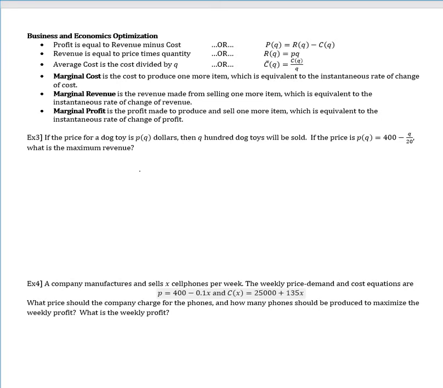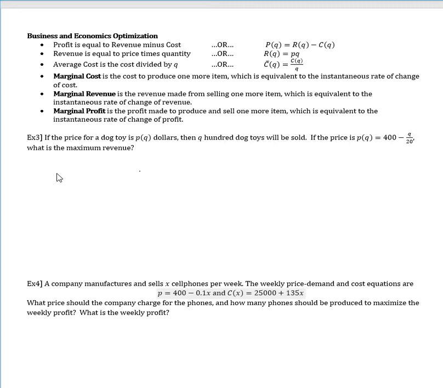Hi everyone, and welcome to our video on an application of optimization where we have business problems involved. Here's our summary of certain cost, profit, revenue type scenarios. In this scenario, let's break it down. We have these as our reference.